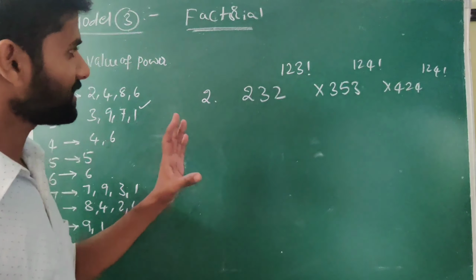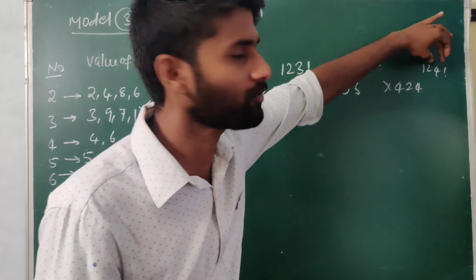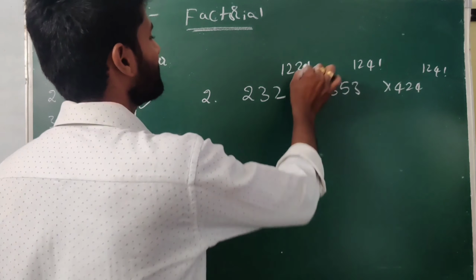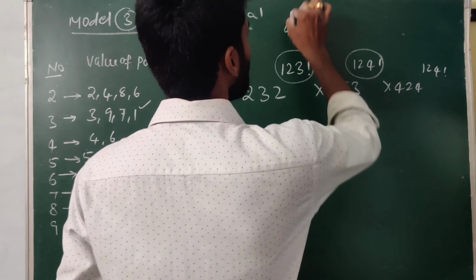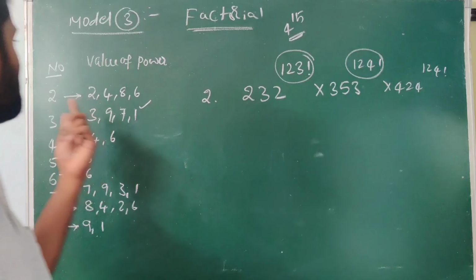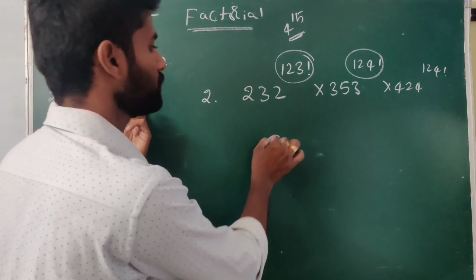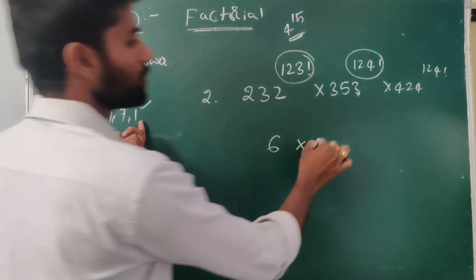Okay, just see the second question. This is 123 factorial, 124 factorial and 124 factorial. I mentioned that for anything greater than 4 factorial, the fourth value is always the repeated value. Here, for the 2 power cyclic, the fourth value is equal to 6, into the 3 power cyclic, the fourth value is equal to 1.